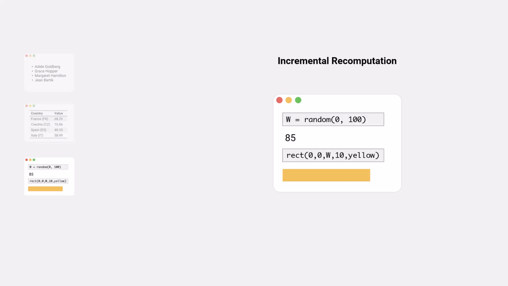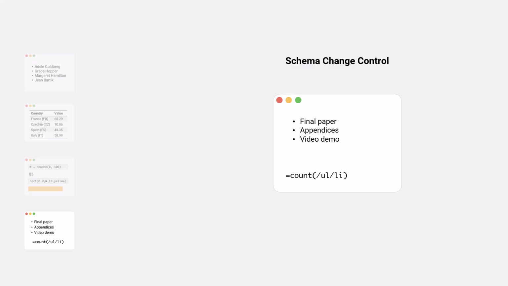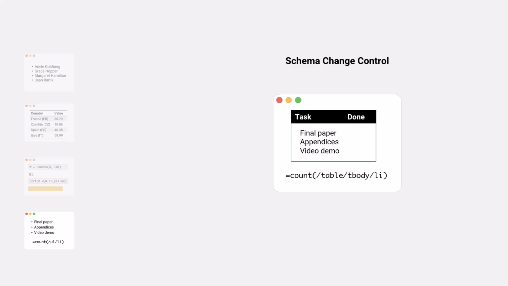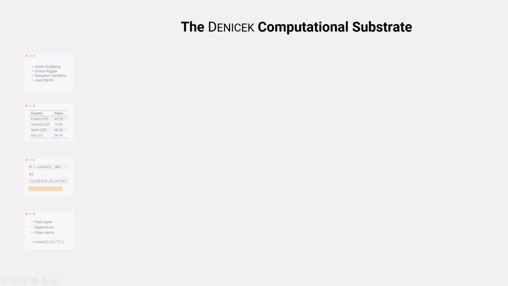In an environment that supports incremental recomputation, we want the system to recognize what results have been affected by an edit and then invalidate and recompute only those. Finally, we want programming systems to support schema change control, where references in code are automatically updated to match structural edits to the document. The Denicek Computational Substrate makes it easy to support those programming experiences.